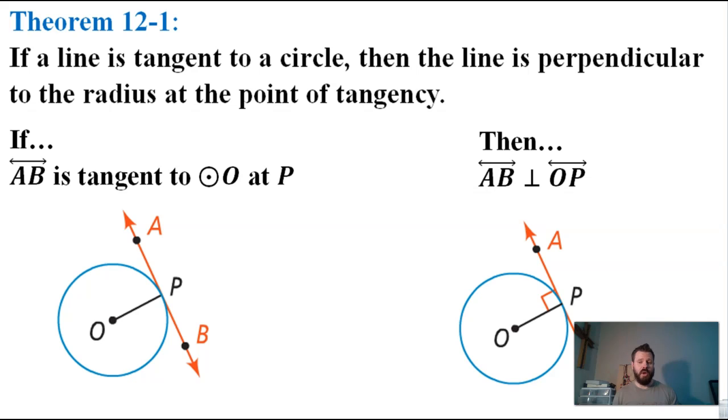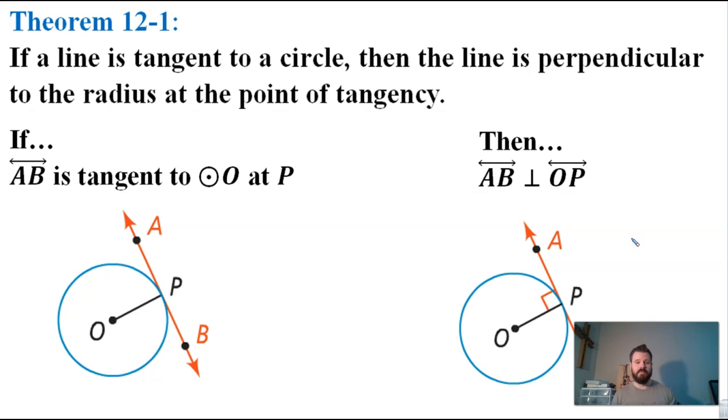All right, then we're going to give you one property about tangents to a circle. In our theorem 12.1, I'm going to say that if a line is tangent to a circle, then the line is perpendicular to the radius at the point of tangency. In other words, if I have a tangent to a circle, and we'll say the point of tangency is point P, and I make the radius from the center of the circle to P, if this is a tangent line, we have a right angle right here.